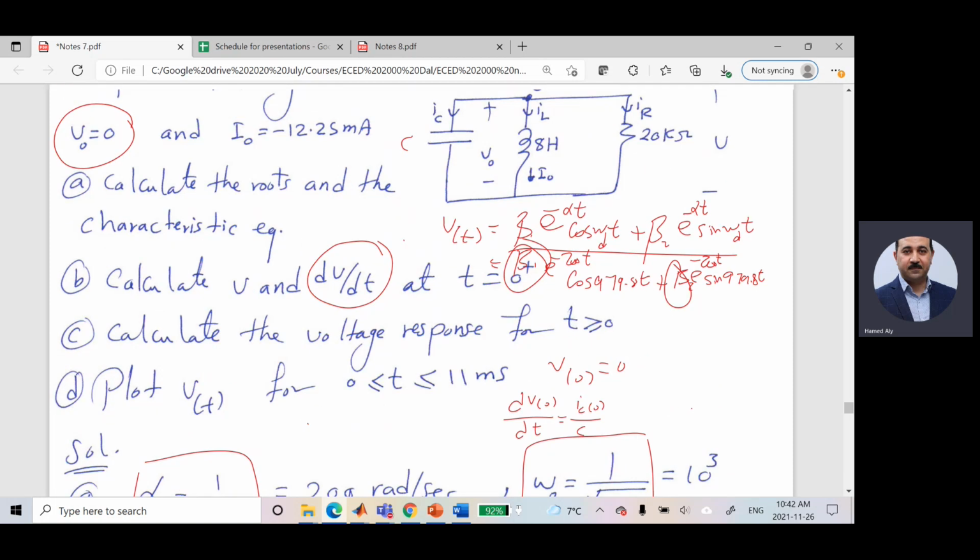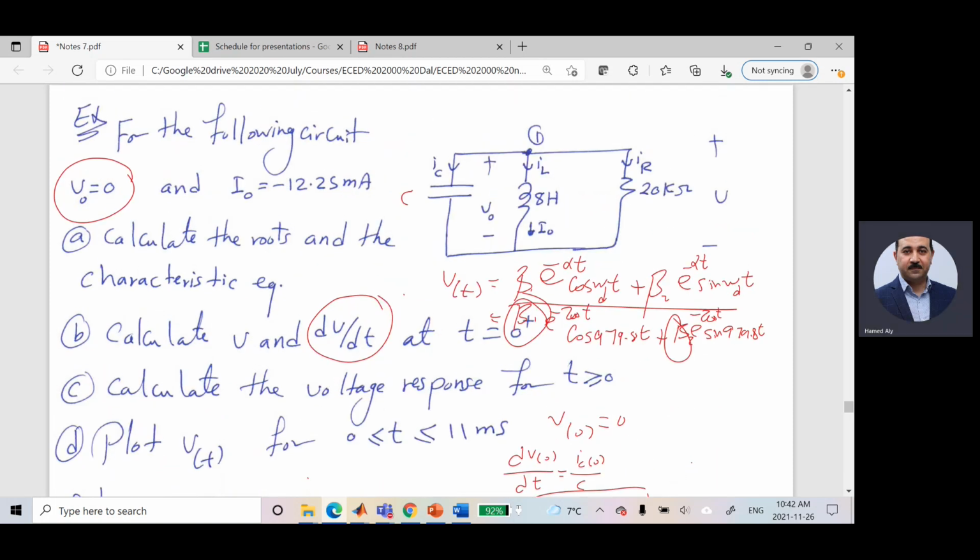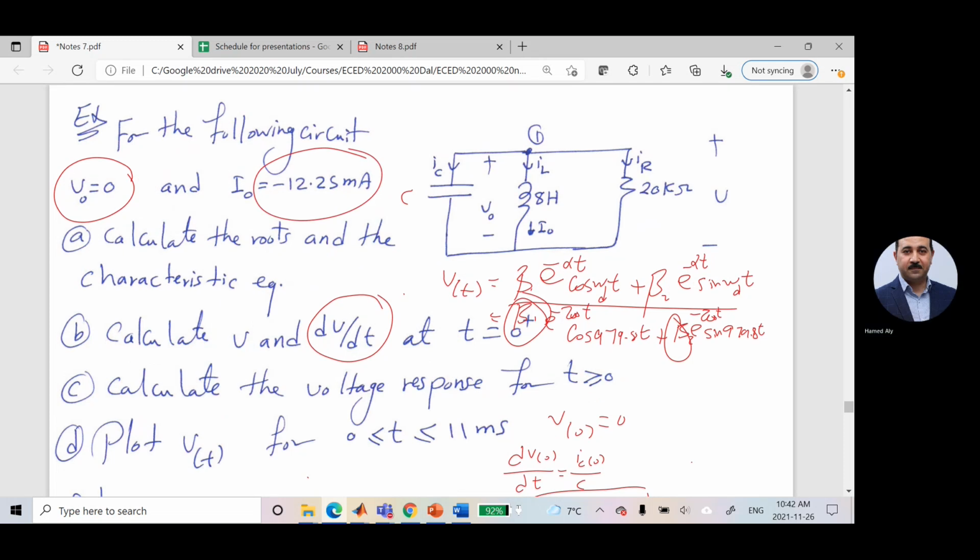Do we have IC of 0 in this circuit? Actually, he gave me IO. What is IO? IO is the current in this element. He gave me only IO of 0, which is equal to negative 12.25 milliamps. But he didn't give me IC. How to find IC? Am I able to find the current in IR?